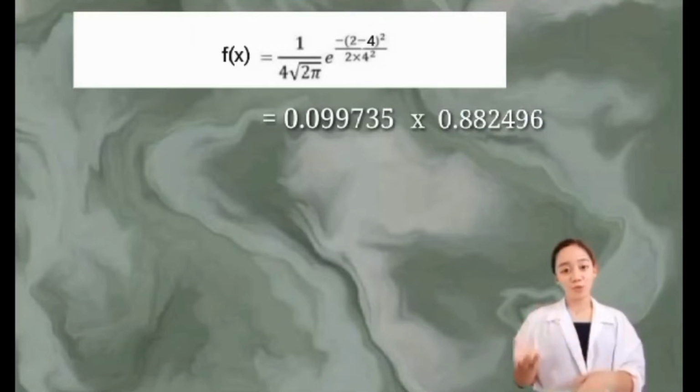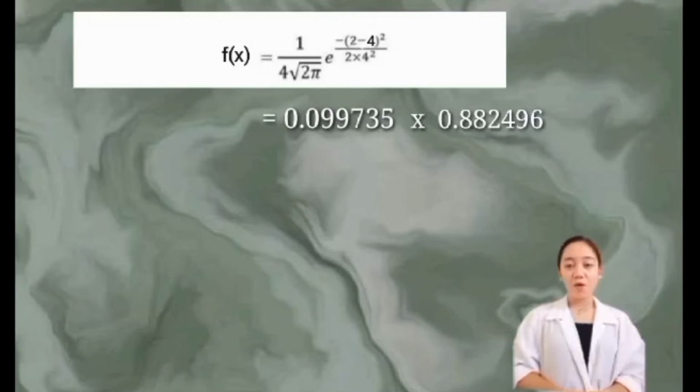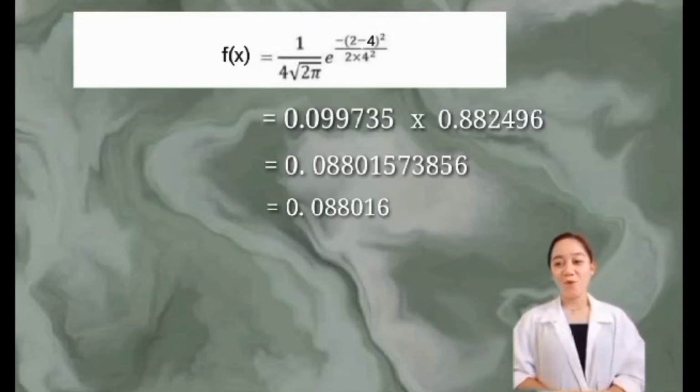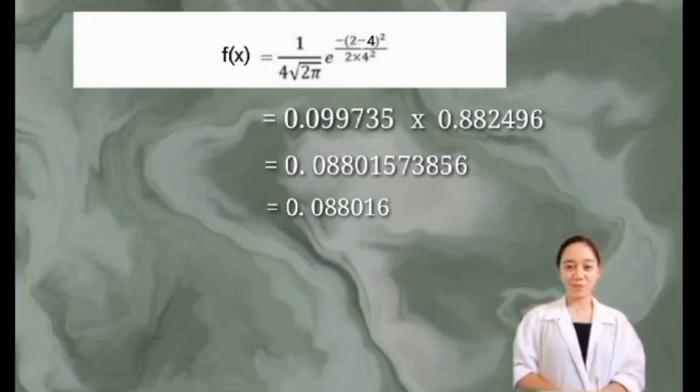0.882496. And then we will multiply it by 0.099735, which is the outcome of 1/4 times the square root of 2 times pi. So with that being said, the product of those two values is equal to 0.08801573856, or approximately 0.0888016.